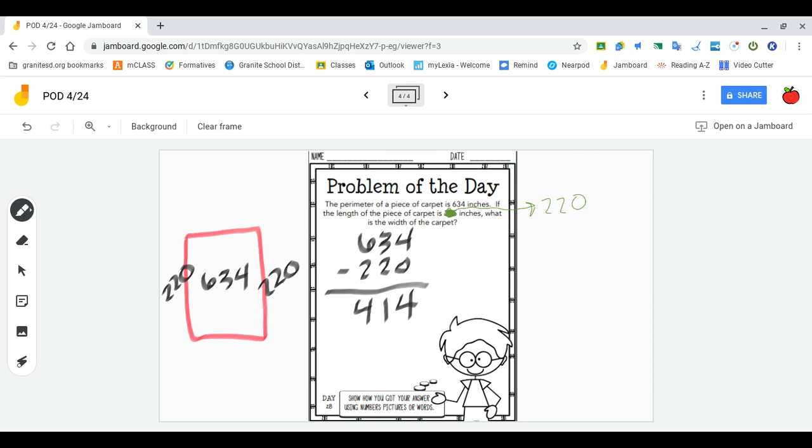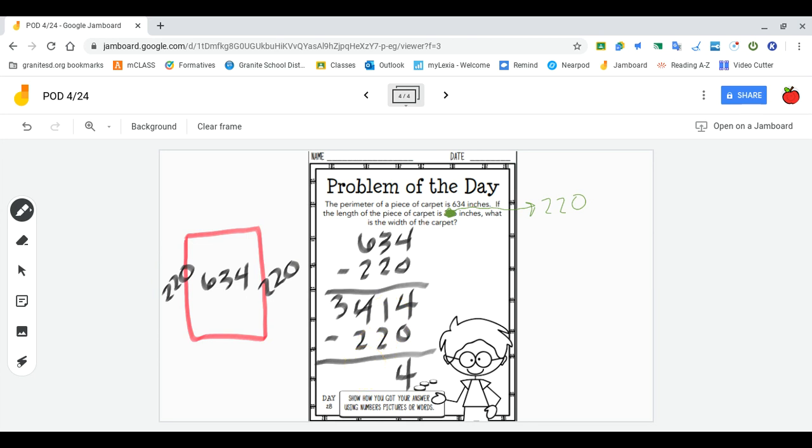And then 414 is with one side, but now I need to minus another side. So I'm going to subtract 220 again. So 4 minus 0 again is 4. 1 minus 2, I can't do. This is now too small, so I need to regroup.